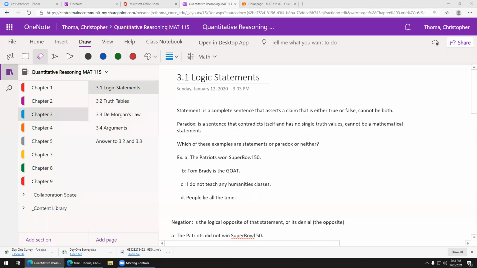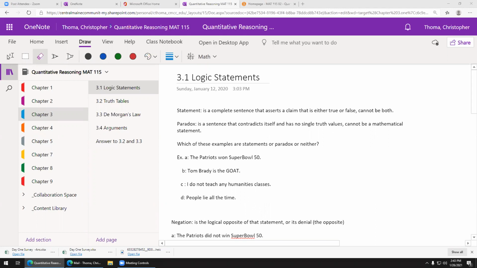A paradox is a sentence that contradicts itself and has no single truth value, which means it cannot be a mathematical statement, which basically means I cannot create a truth table of it, which is in 3.2. So here are some examples of statements that are paradoxes or neither, right?